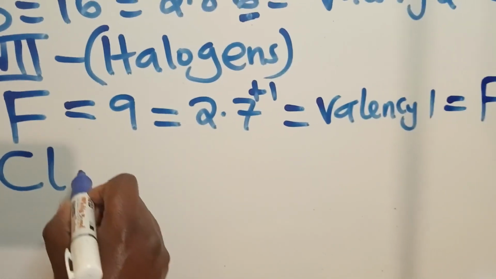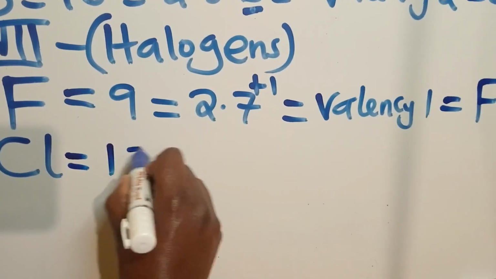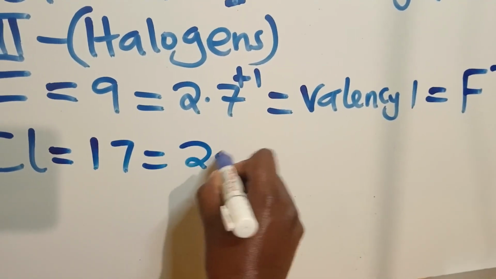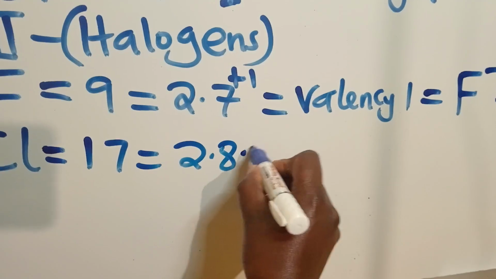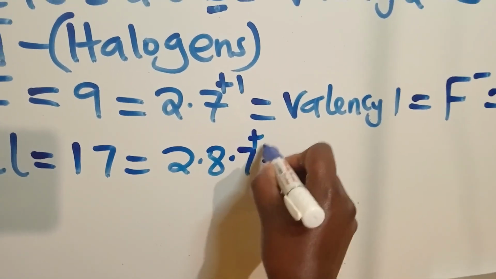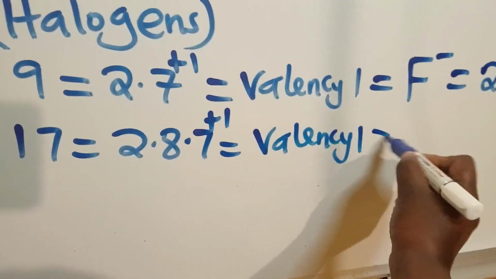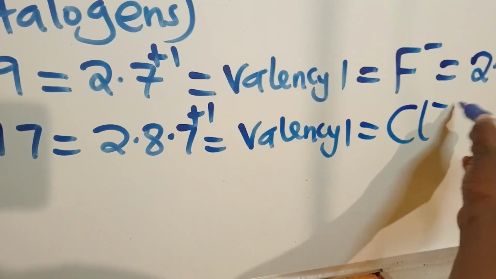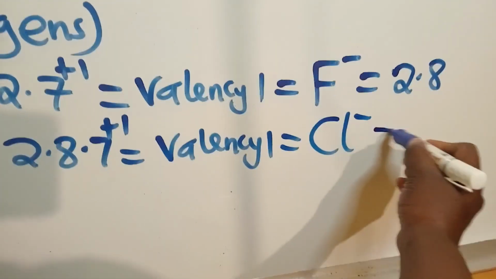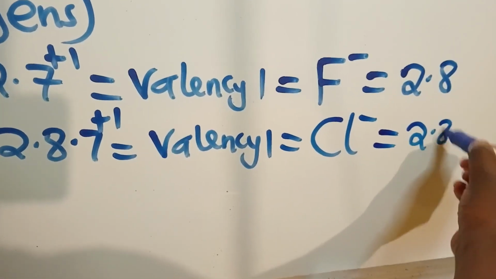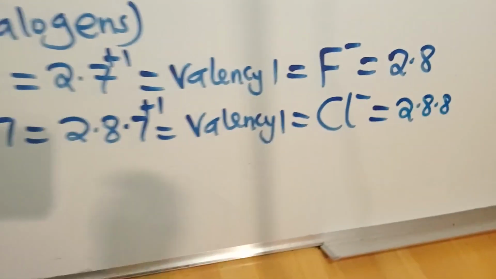Then we go back to chlorine, atomic number 17, 2.8.7. So we'll be required to gain 1, so valency is 1. And then forming the chloride ion with ionic configuration of 2.8.8.